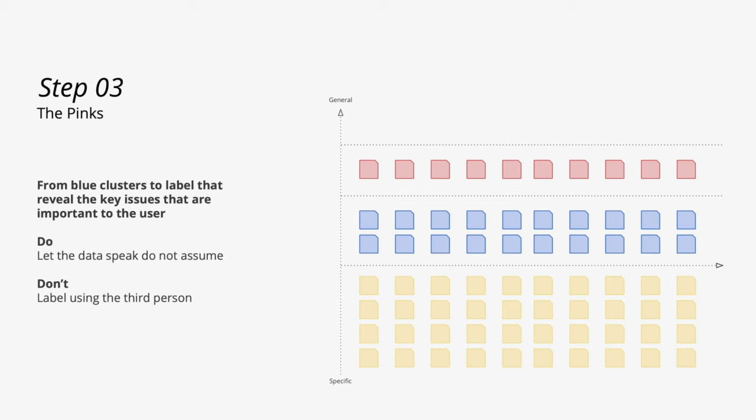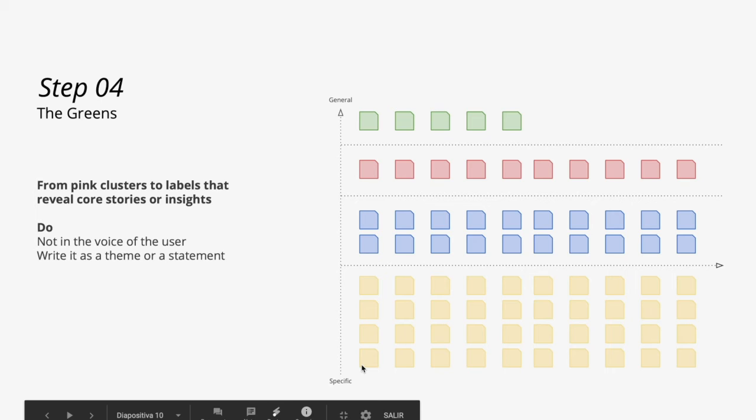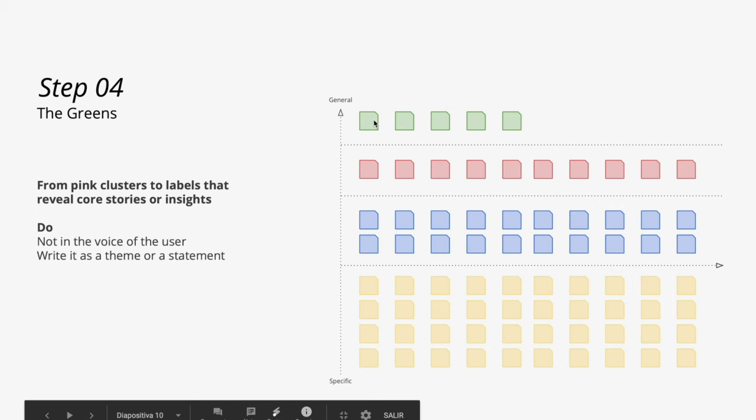Next, we group together those pinks, which will come to your last category, which is the greens. These now reveal core insights. These do not have to be in the voice of the user, and you can write it as a statement or as something a little bit more catchy that really reveals the information shown here. So even though the green should be showing you an insight of all the information down below, you can also go backwards and use a yellow sticky that is going to justify what is being said up at the green.